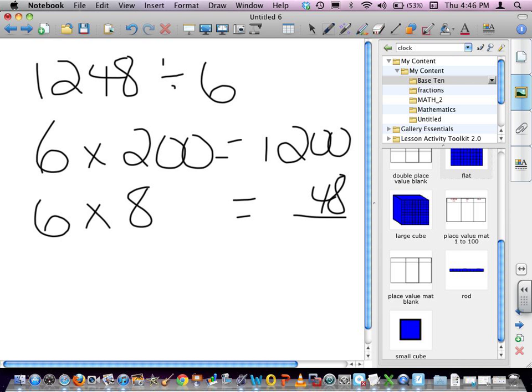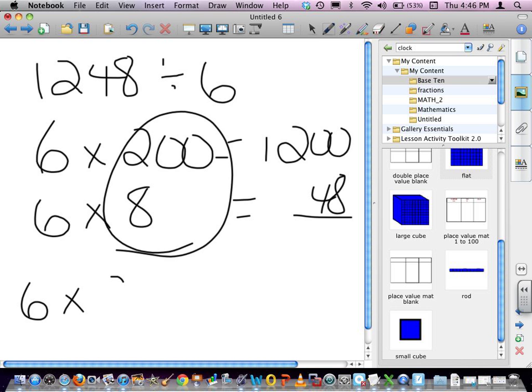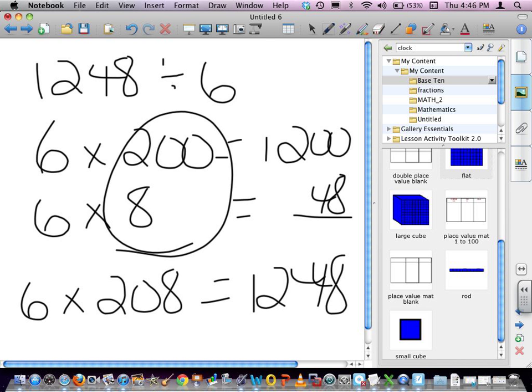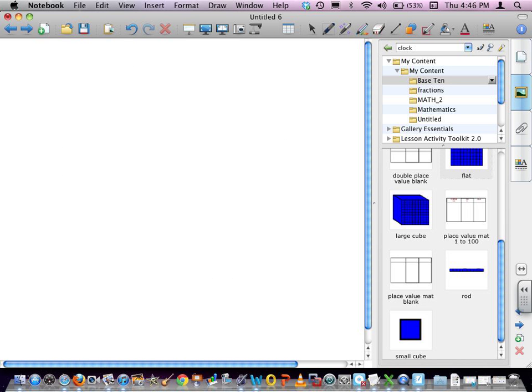So now I know that 6 times 208 is 1248. So I've used my multiplication strategies to do a division. You like that one? I like it. Okay? Or I could break it into parts, right?